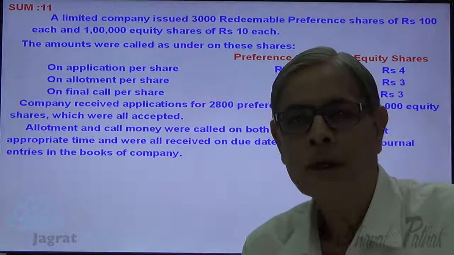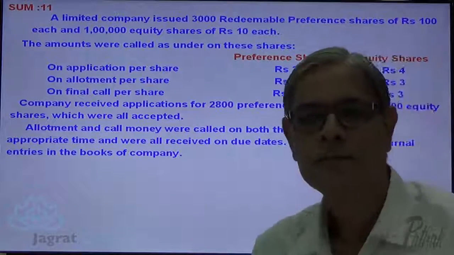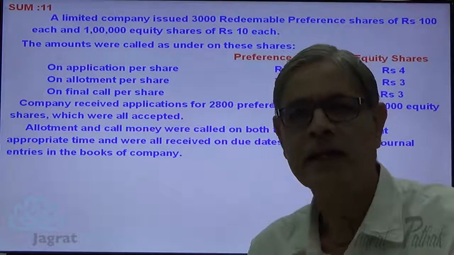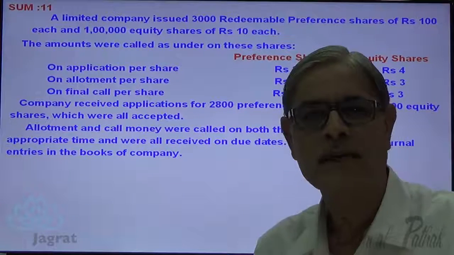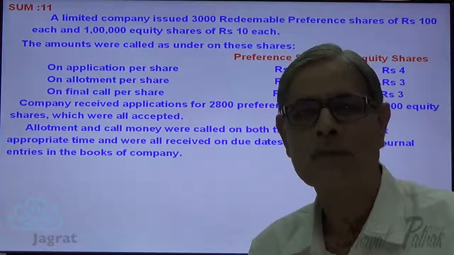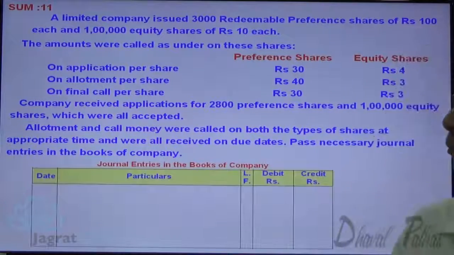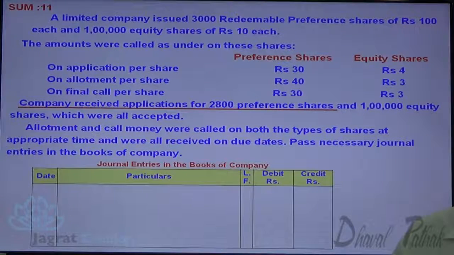Here, the important point to be noticed is that for preference shares, though we intend to issue 3000 shares, we can issue only 2800 shares because the applications are short than expected. Let us start. First, I received the application money on 2800 preference shares.